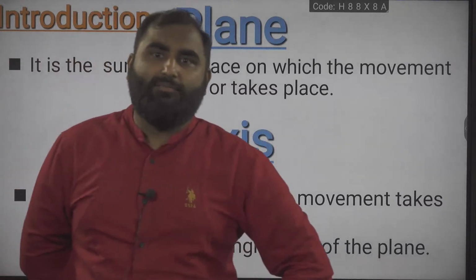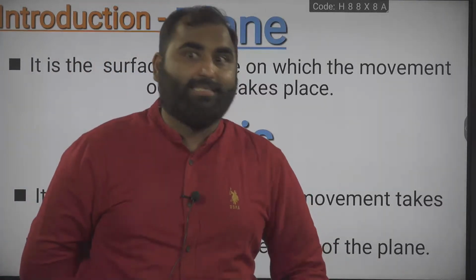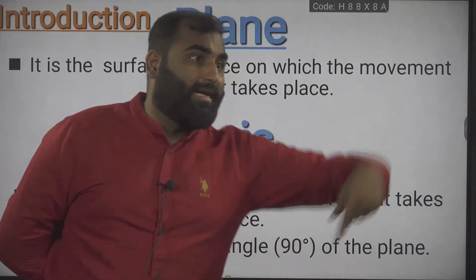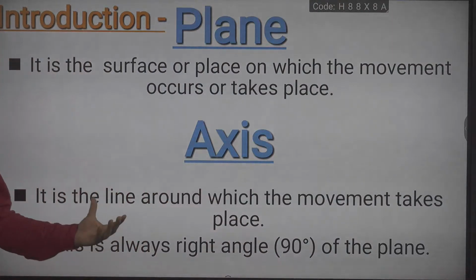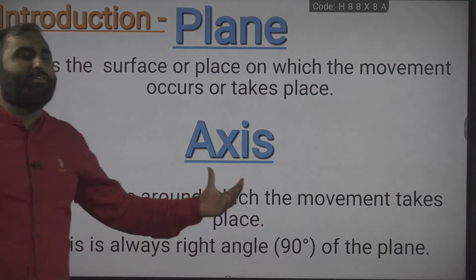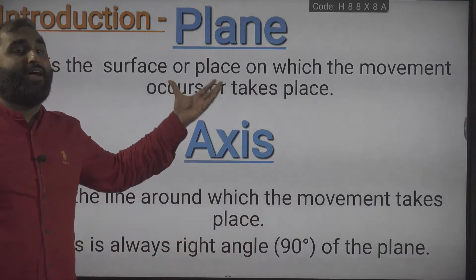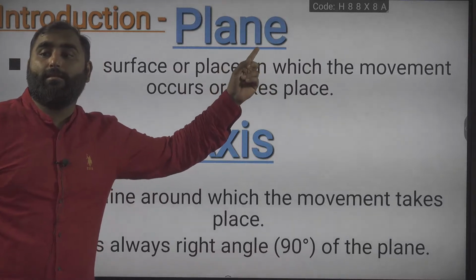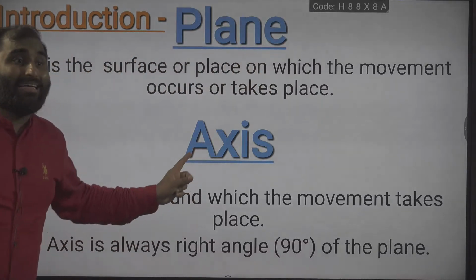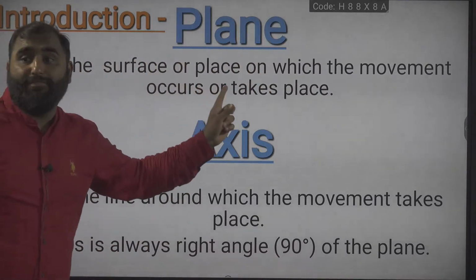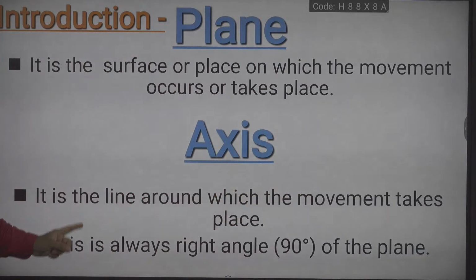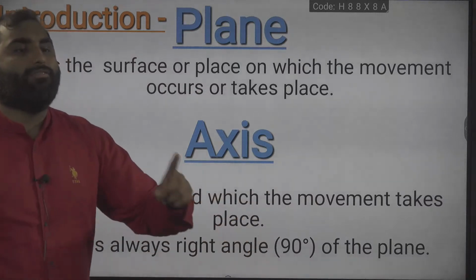In mathematics, you must have done a lot of problems on axes, x-axis, y-axis. And we are living in 3 dimensions. In 3 dimensions, which axis comes now? Z-axis comes now. So what is an axis? Axis is the line around which the movement takes place. The surface on which movement occurs is a plane. Axis is the line. Plane is the surface. Understand? Axis is always at a right angle, 90 degrees, to the plane.